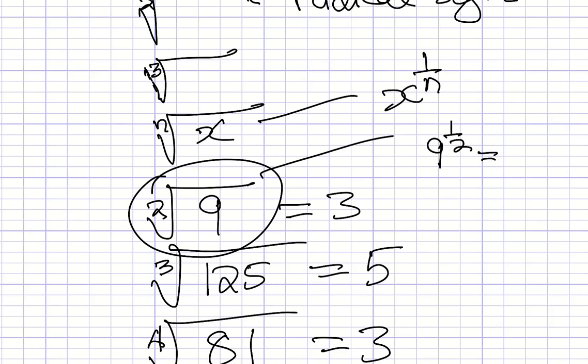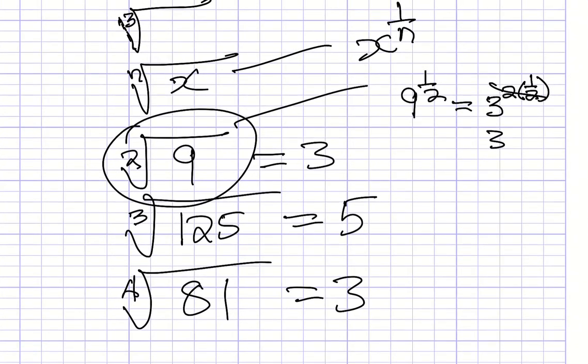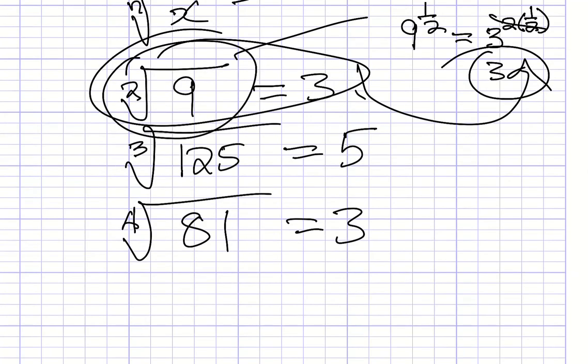To understand that, look at this. It will be 3 raised to power 2 multiplied by 1/2. You divide this out, you get 3. You see that? But you know that the square root of 9 is 3. See? But I don't want to make it complicated, so we'll leave it there. Let me go to something else.